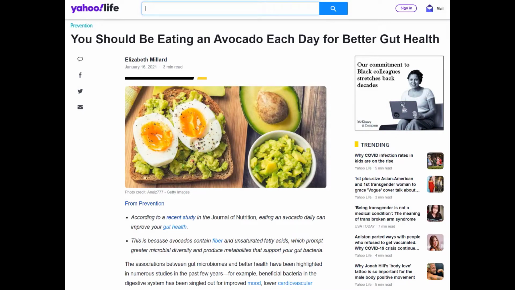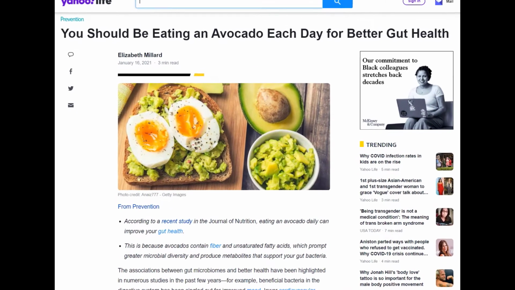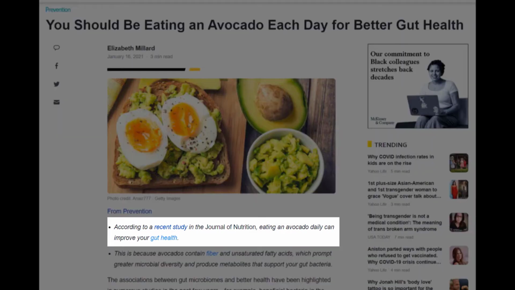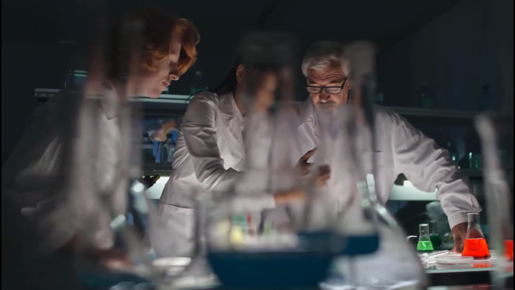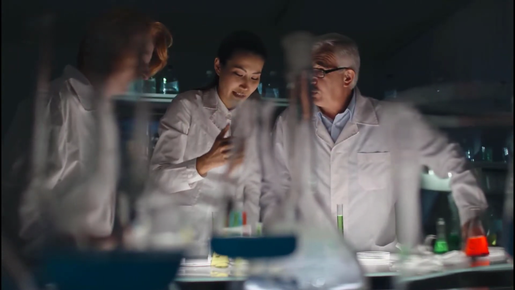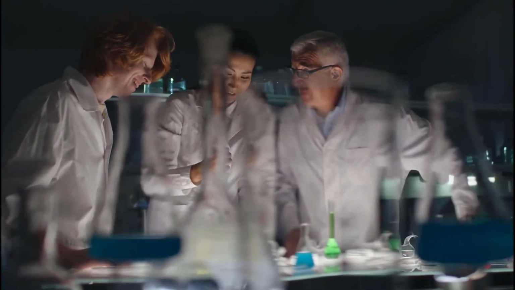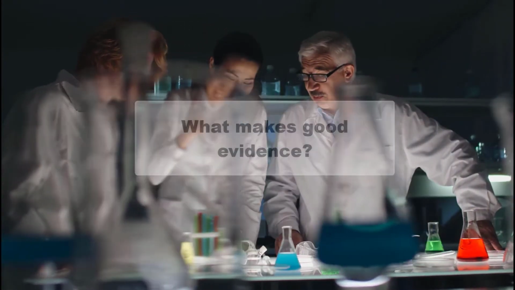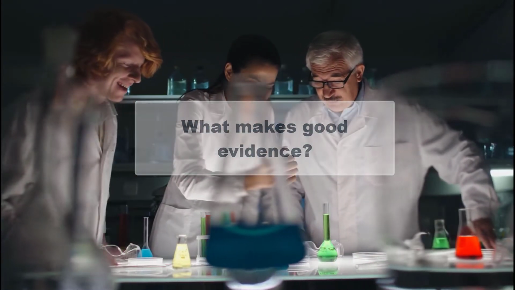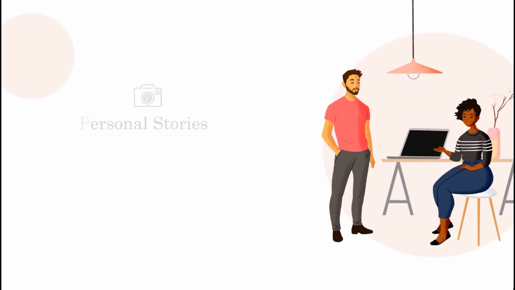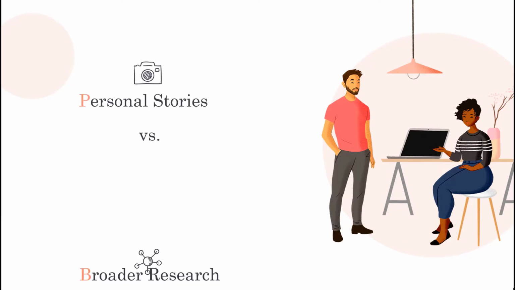In the previous videos, we talked about checking accuracy by seeing if a source backed up its claims with evidence. A source may cite other sources as evidence, and it may also use the data or evidence that is primarily collected by researchers themselves. But either way, what makes good evidence? First, let's compare evidence that is based on anecdotes versus based on research.